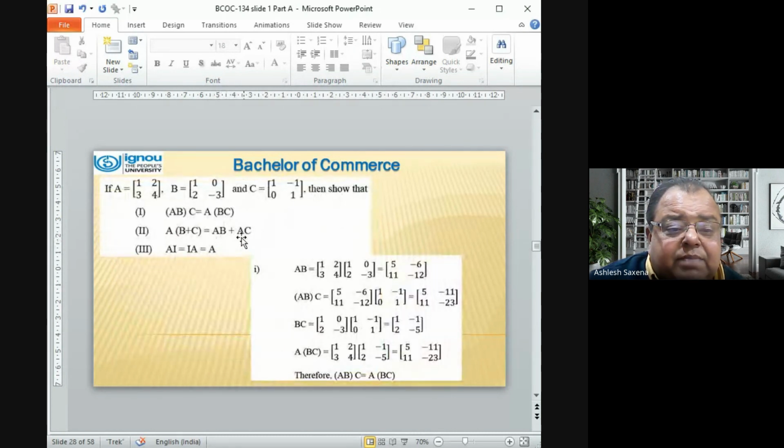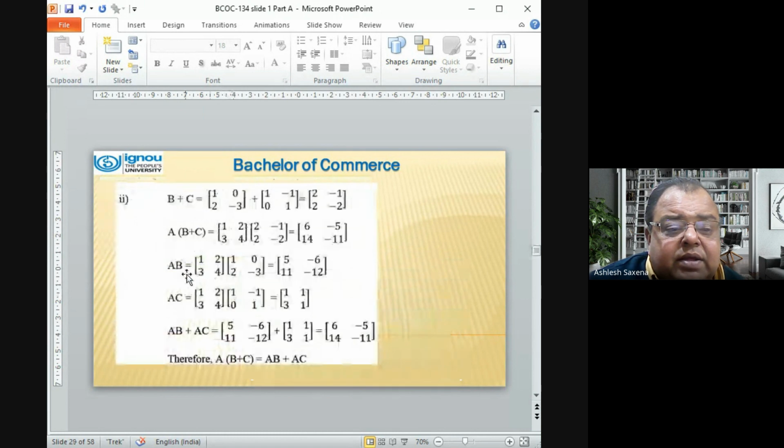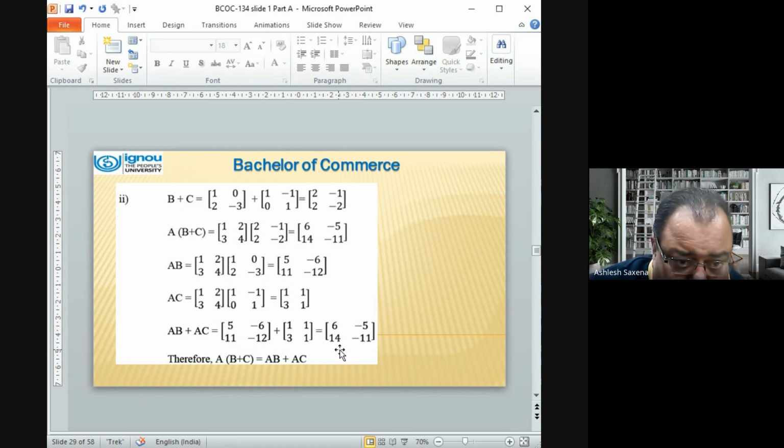What has to be proved? AB plus AC. First of all, find AB. Here it is, AB. AB is 5, minus 6, 11 and minus 12. AC is 1, 1, 3, 1. What do we have to calculate? AB plus AC. When you do AB plus AC, this will look somewhat like this, which is equal to this. What you got at the top, you got this one. So this one and this one are the same. So we can say that A into the sum of B plus C is equal to AB plus AC.